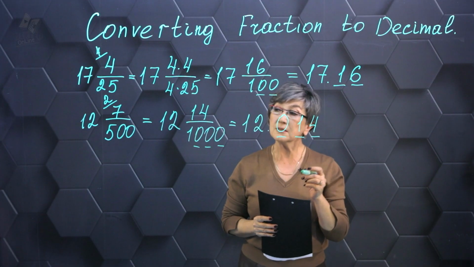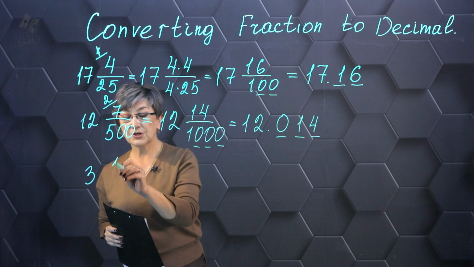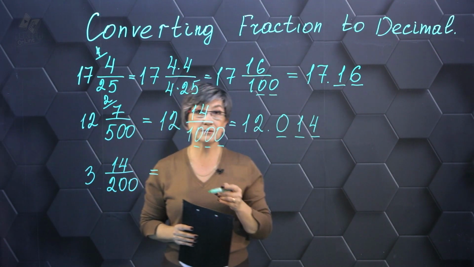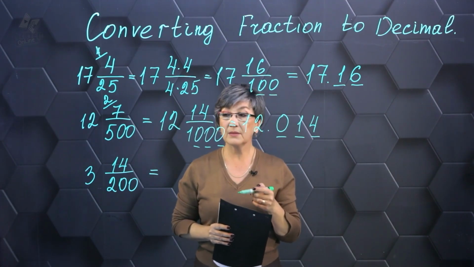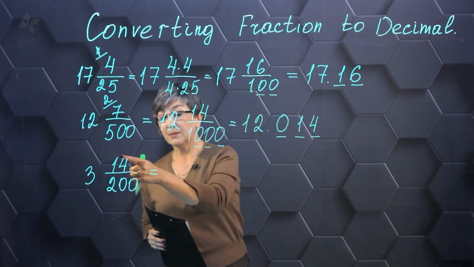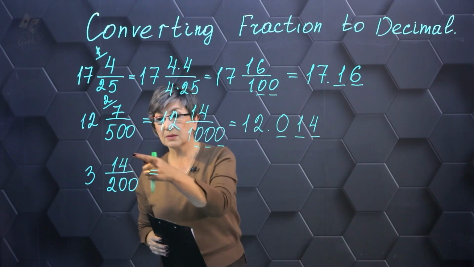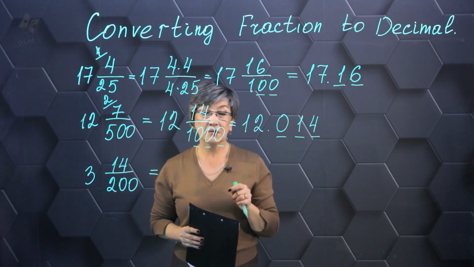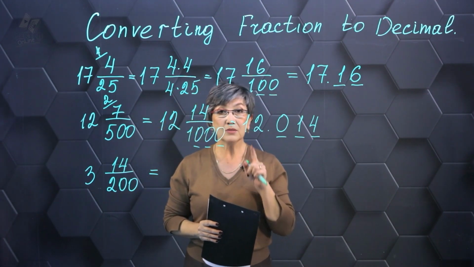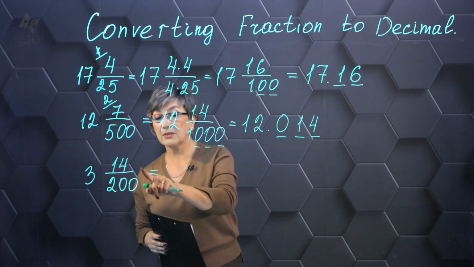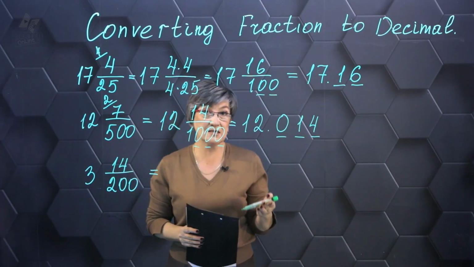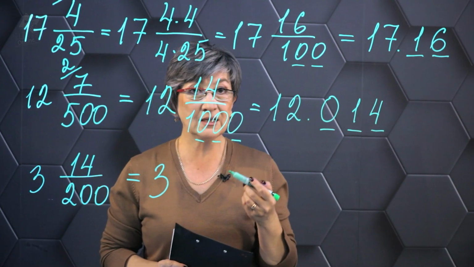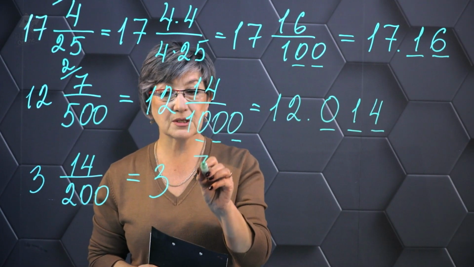Now let's look at another example. 3 whole 14/200. This number must be written as a decimal fraction. What should we do? Let's look at the fractional part of this mixed number. It is 14/200. The denominator is not equal to 10, 100, 1,000, and so on. But what do we need to pay attention to? We can reduce this fractional part. That is, I'm going to reduce it first. 14 and 200 I will divide by 2. In this case I get 7/100.